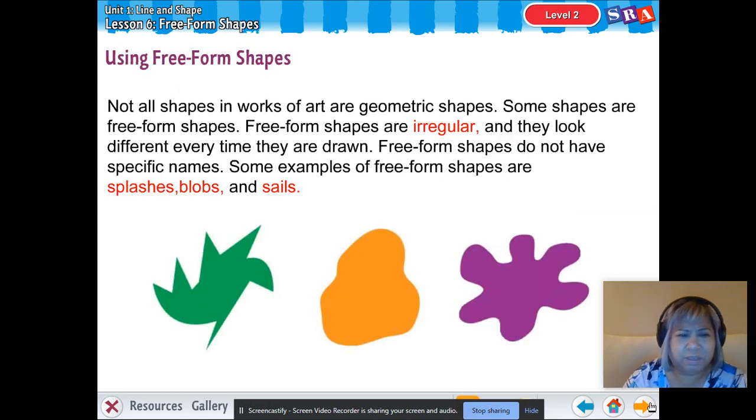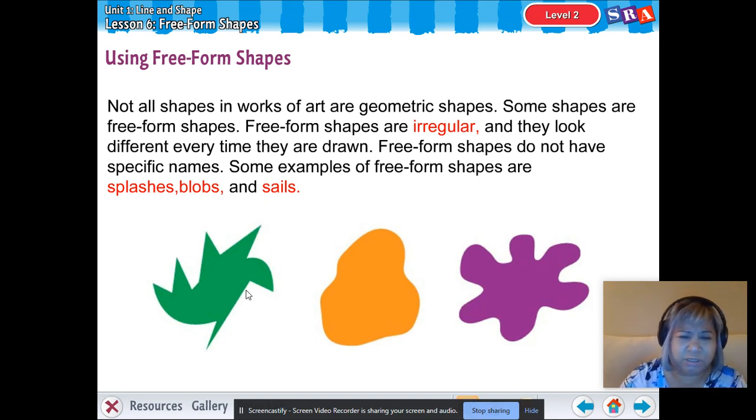Not all shapes in works of art are called geometric shapes. Some shapes are freeform shapes. Freeform shapes are irregular. Irregular is just another fancy word for not regular. They look very different every time they're drawn. Freeform shapes do not have specific names. Some examples of freeform shapes are splashes, blobs, and sails.